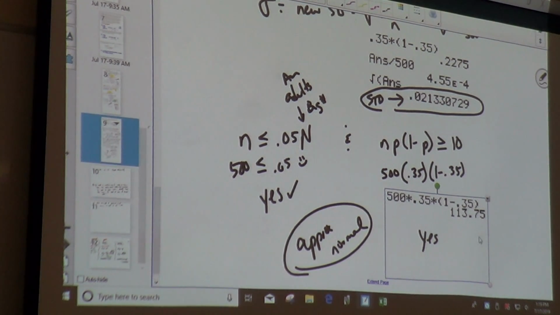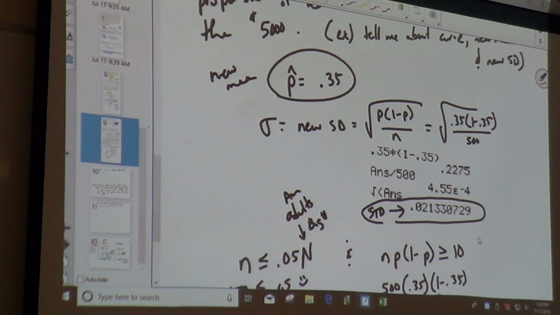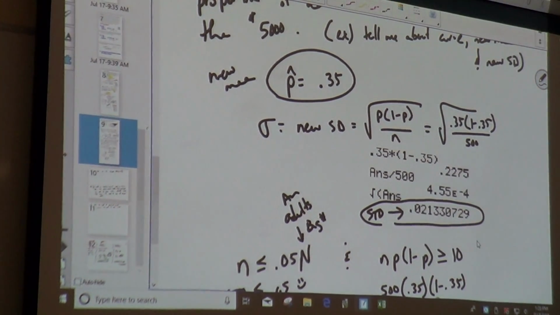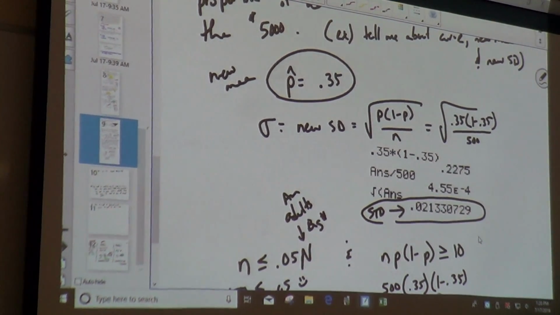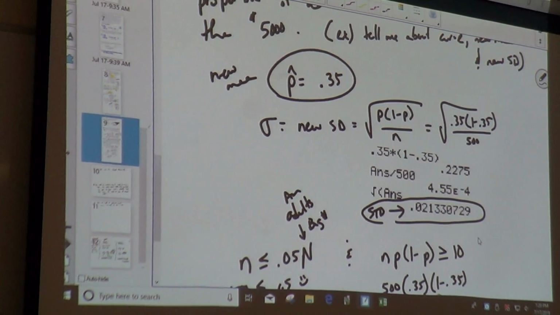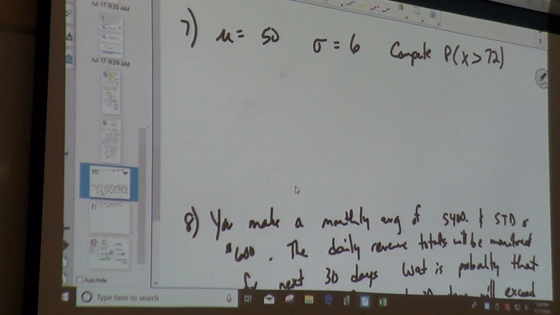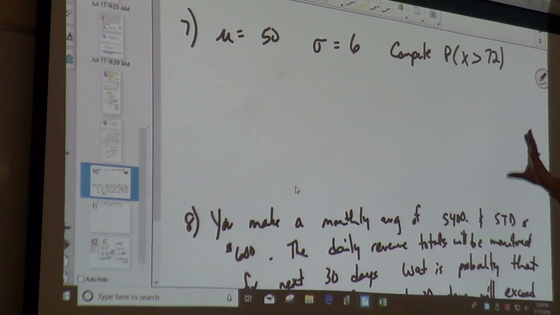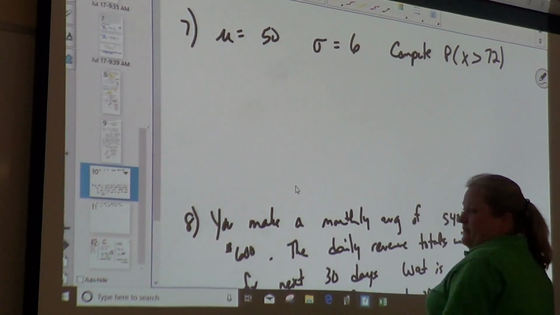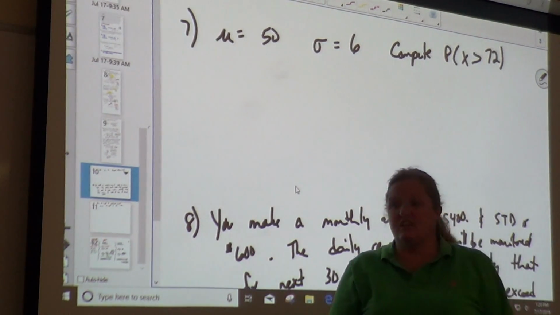So for this problem, there are 3 answers. We say that it's approximately normal, we say that our new mean is 0.35, and we say that our new standard deviation is 0.0213. And all of those answers are going to be on a single line. Okay. All right, let's look at another one. Our mean is 50, our standard deviation is 6. Compute the probability of x greater than 72. What type of problem is this? The first type, the second type, or the third type? First type. Here's the mean, here's the standard deviation, give me an answer.